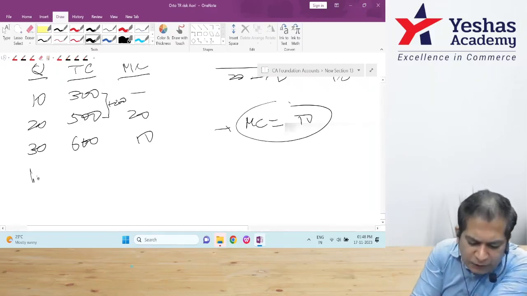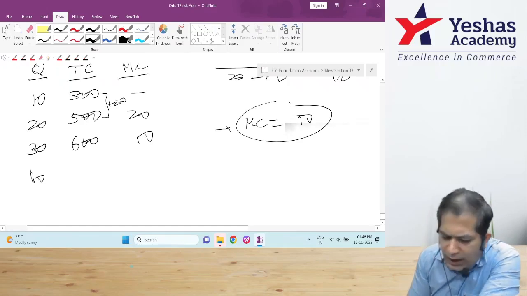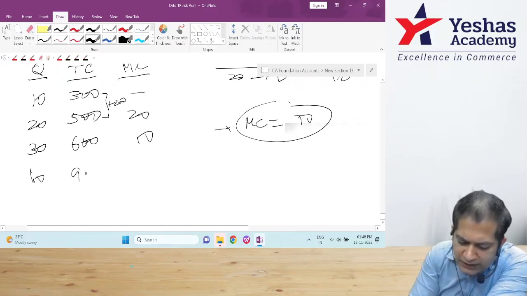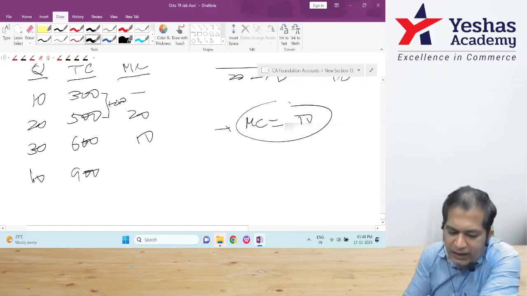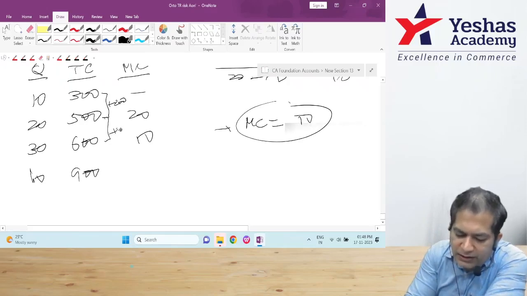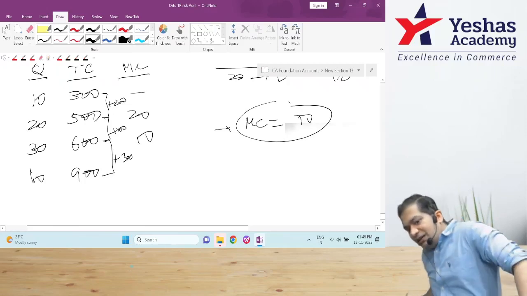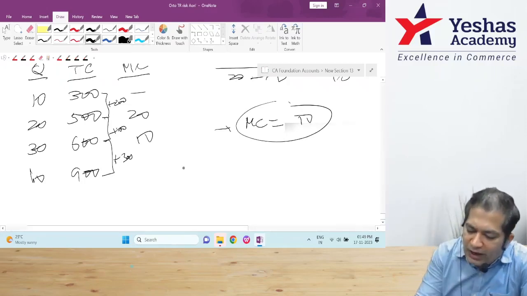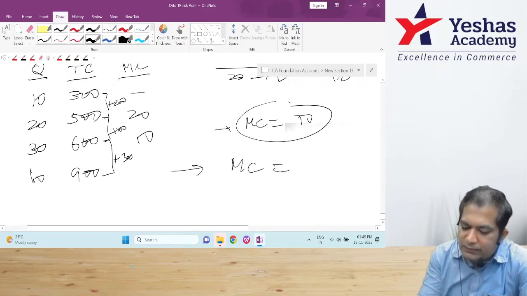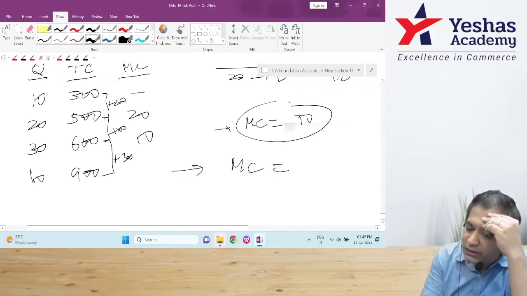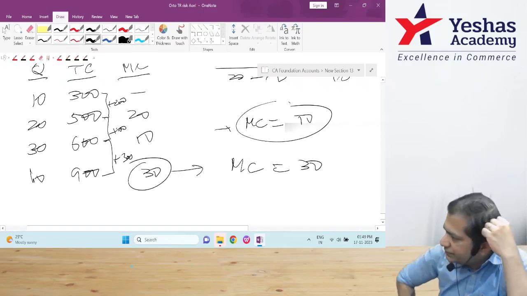Now, if I'm producing 40 units and now total cost increases to 900. Now tell me, from year to year it increased by 100. But from the 30th to the 40th unit it is increasing by 300. Is it increasing at an increasing rate or a diminishing rate now? Increasing. So if I want to calculate the marginal cost over here, what will be the marginal cost? That will be 30. So marginal cost has started to rise.